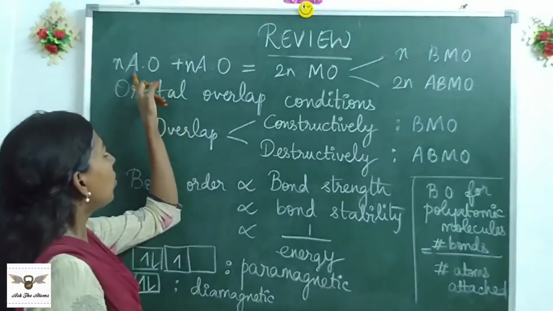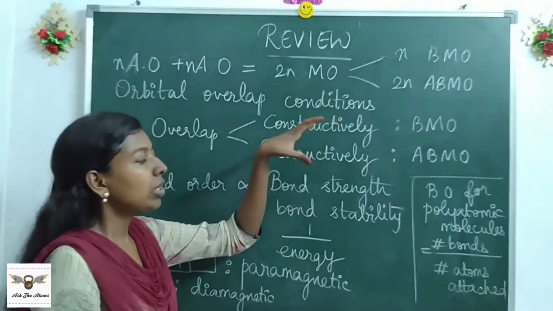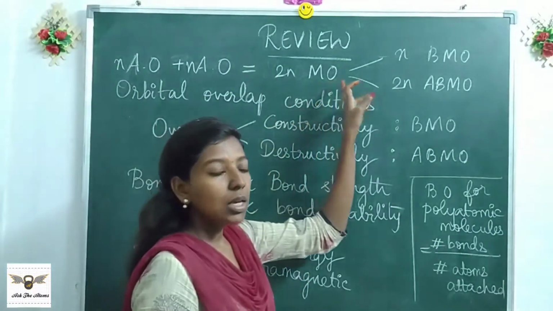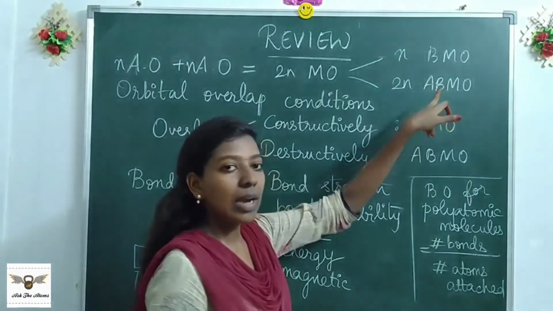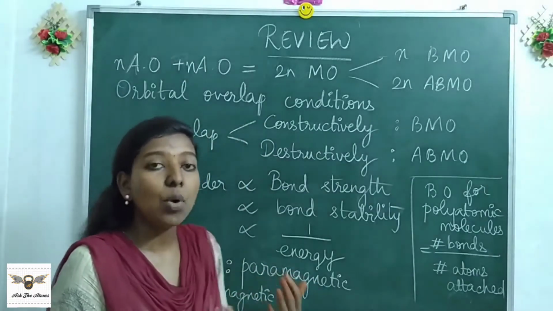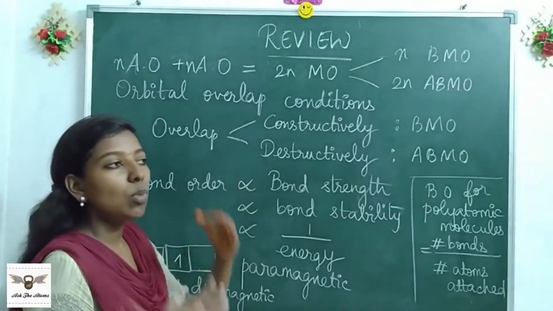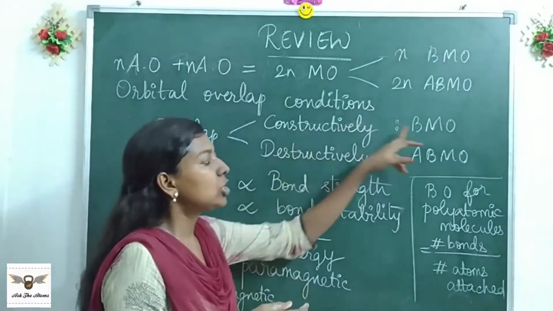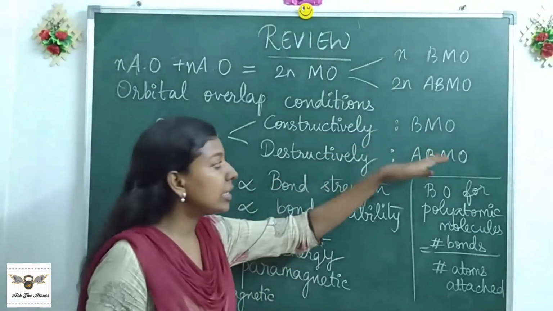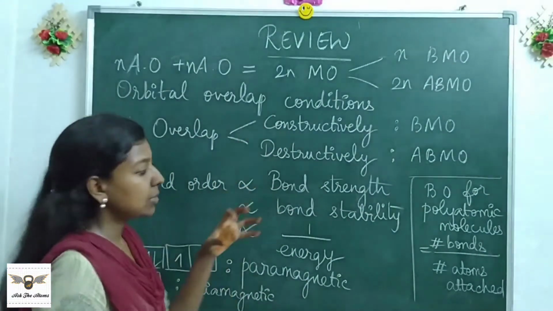n atomic orbitals can combine to give you 2n molecular orbitals. Molecular orbitals are for molecules, atomic orbitals are for atoms. Out of them, half are for bonding and half are for anti-bonding. What do you mean by bonding or anti-bonding molecular orbitals? It is by the overlap conditions. If two orbitals overlap constructively, it leads to a bonding molecular orbital, which is a stabilizing orbital. If they overlap destructively, it leads to an antibonding molecular orbital, which decreases the stability of the system.